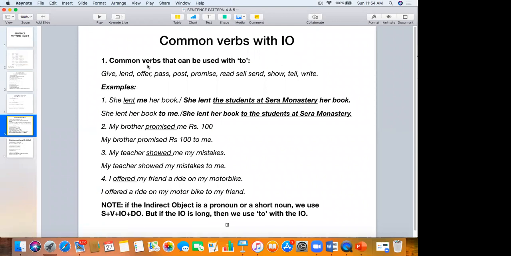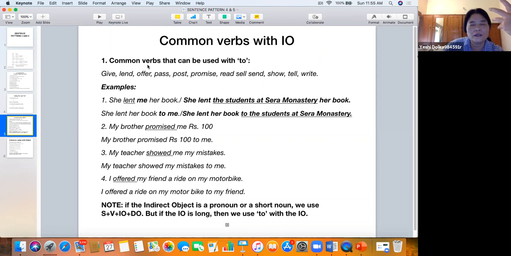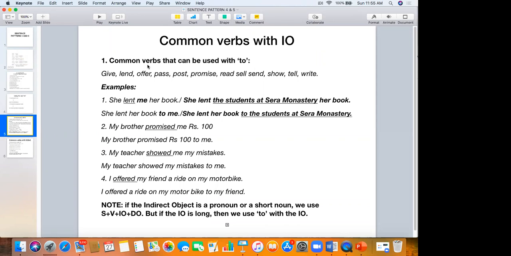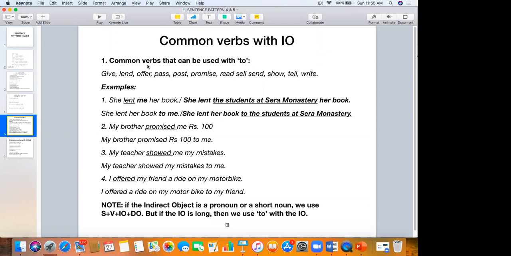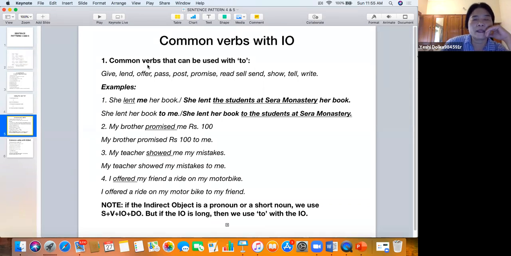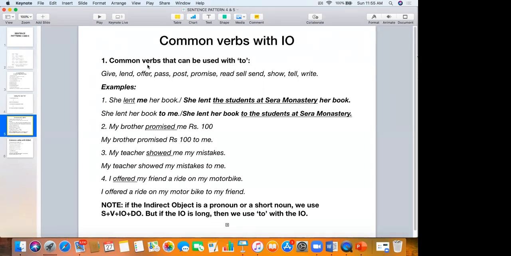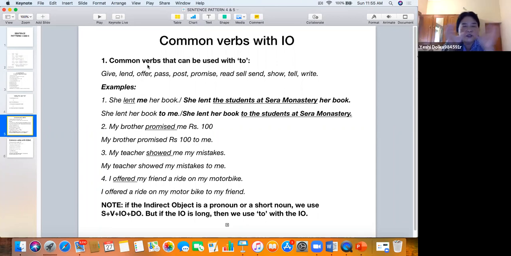He wrote an email. He wrote me a letter. What did he write? He wrote me a letter. Indirect object. He wrote a letter to me. Yes. So think carefully. Okay. What about the other sentence?